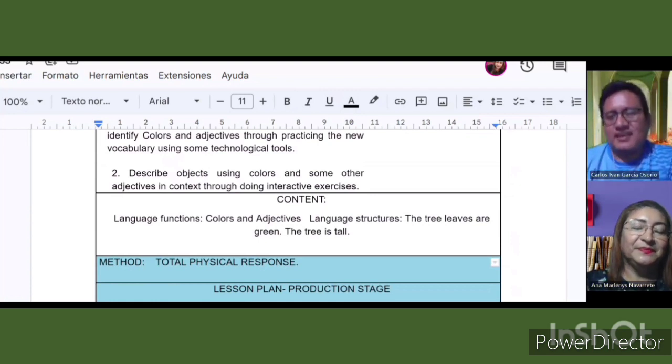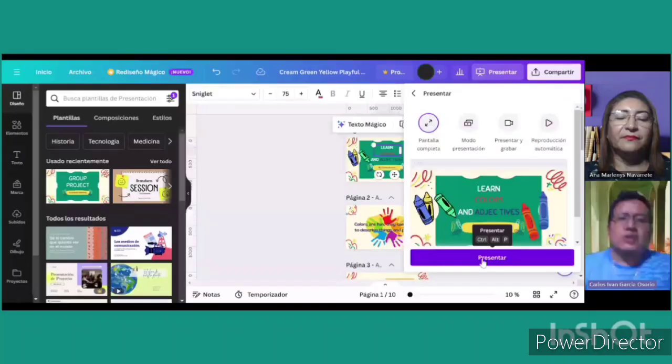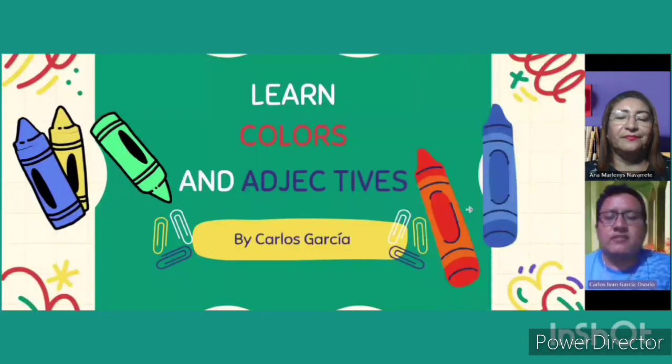Carlos, thank you. Now I'm going to share with you the first activity, that is a Canva presentation. The first slide is with the topic. So in this case, teachers can give a little bit of information about the topic. The topic, as my classmate said before, is colors and adjectives.